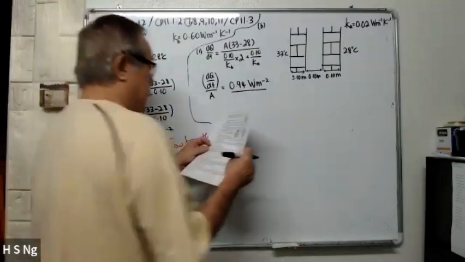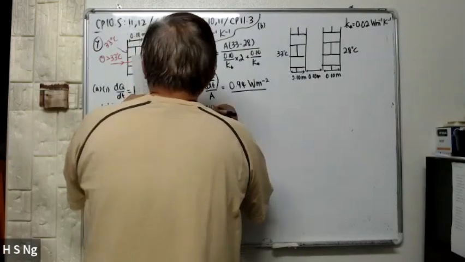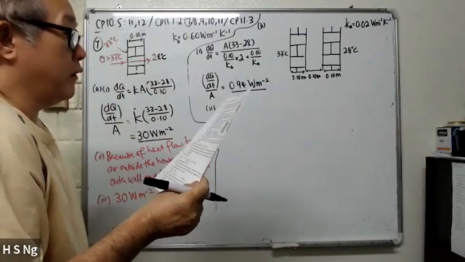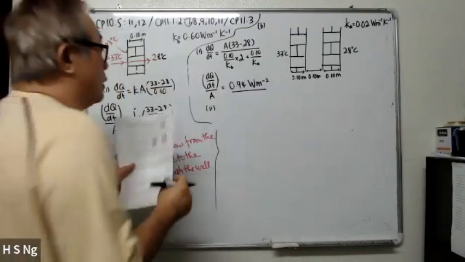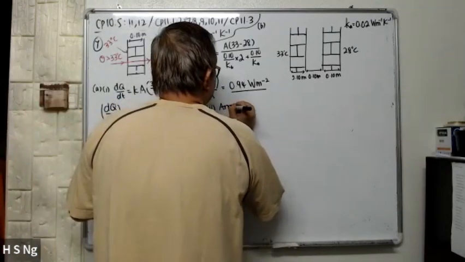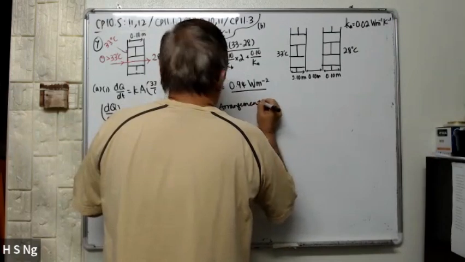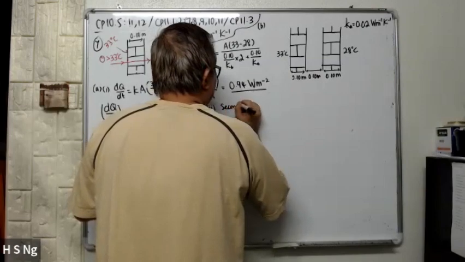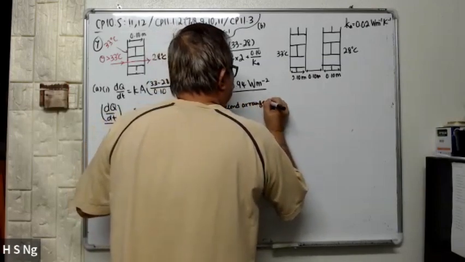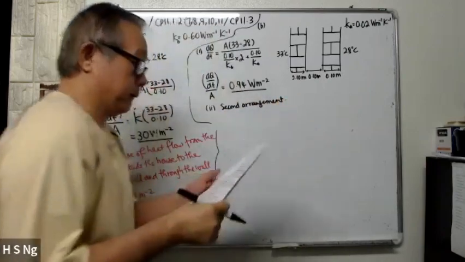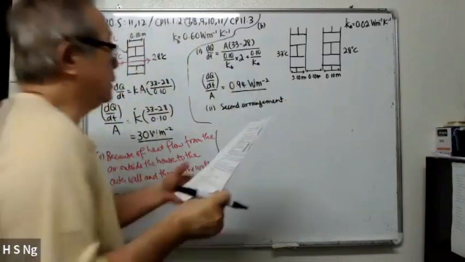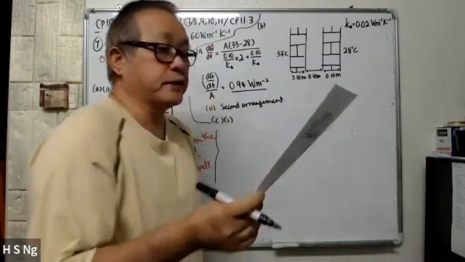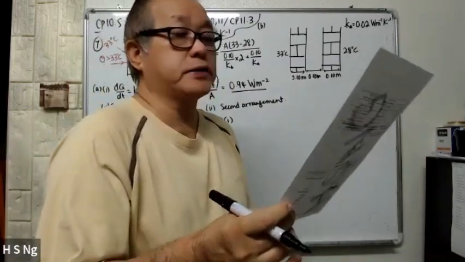So comparing the walls in A, which arrangement is more effective in reducing the rate of heat passing through the wall? Of course, the second arrangement. I can say the arrangement with a layer of air, okay? Now, C. Calculate the thickness of brick that will have the same insulating power as a layer of air 10 centimeter thick.